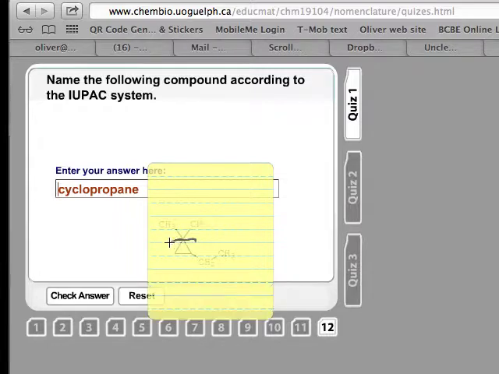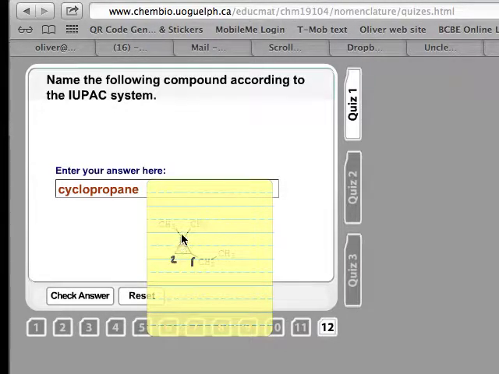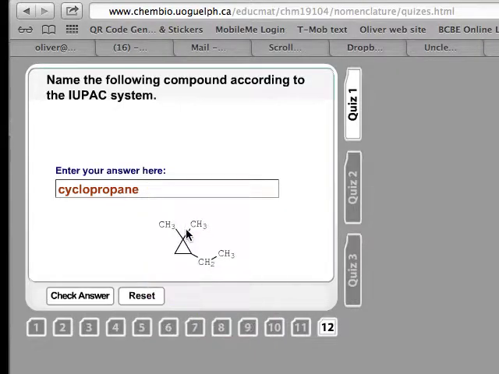So cyclopropane is our parent chain. I've got 2 methyl groups here and an ethyl group here. If I start here and call it 1, 2, 3, then I'll have a 1 and a 3. If I start here, I'll have a 1 and a 2. So I'm going to go with the 1 and the 2, and let's see if I'm right.